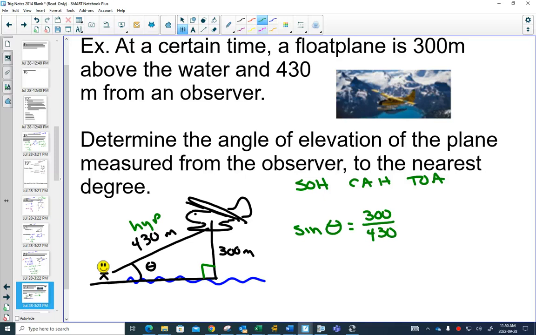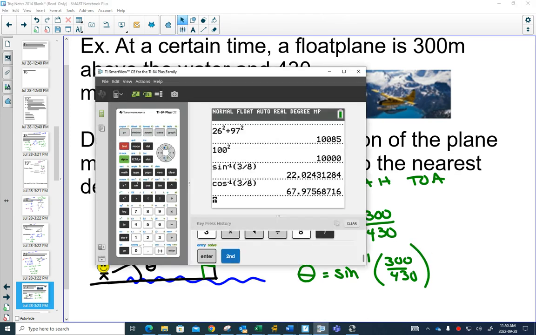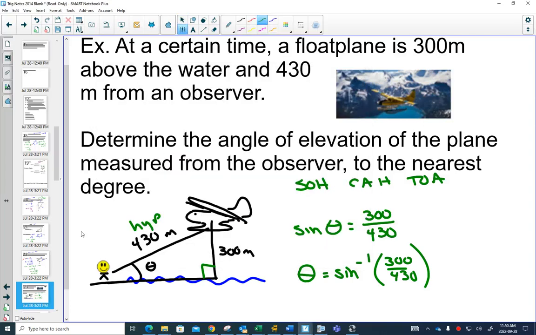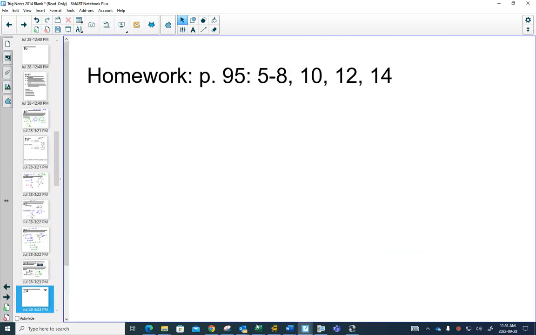So how do I get rid of the sine? I sine inverse both sides. My calculator has that memorized. Sine inverse of 300 divided by 430, 44.24. It says to the nearest degree, 44 degrees. Not bad at all. Okay, we will end there.